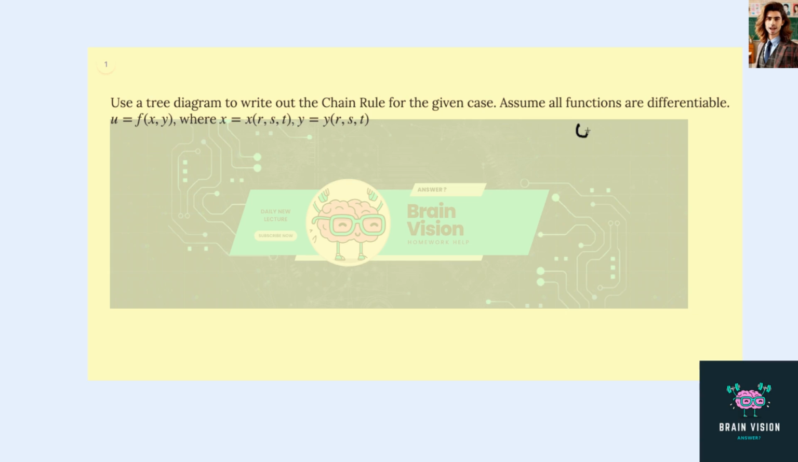Let's use a tree diagram to write out the chain rule. So we see that u is a function of two variables, x and y. So that'll start off our tree. And then we see x and y both depend on three variables, r, s, and t. So that'll be the tree diagram here. And we want to write out the chain rule here.